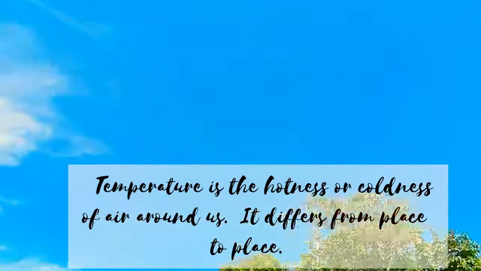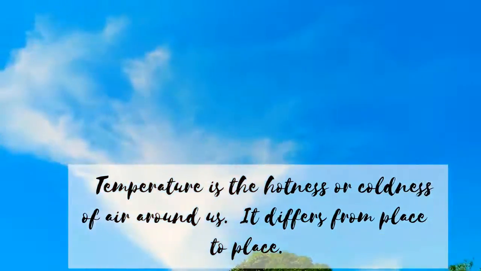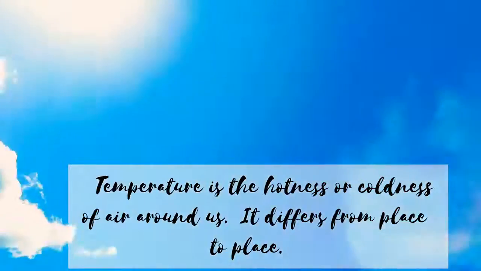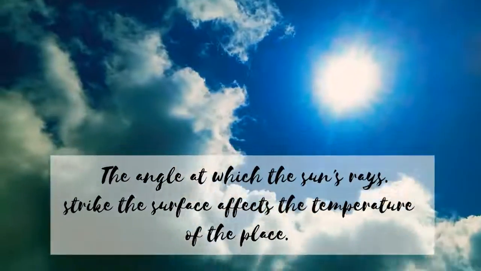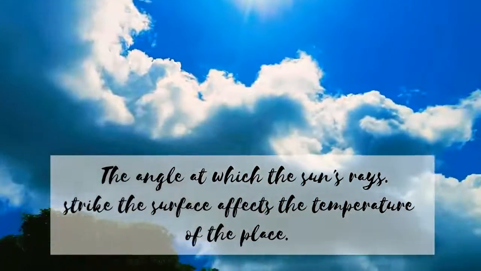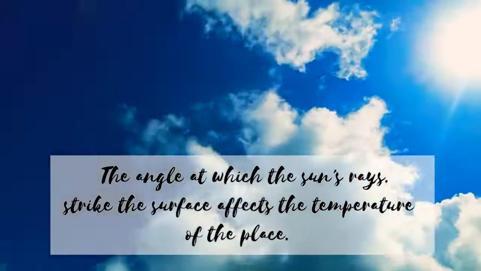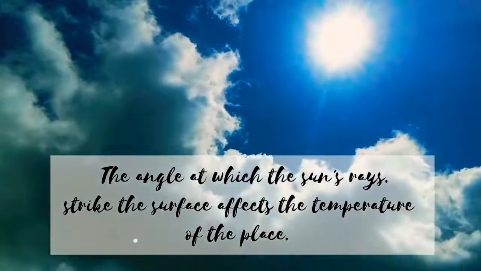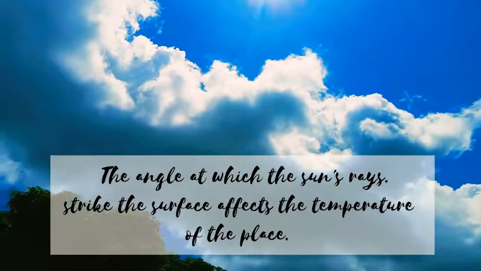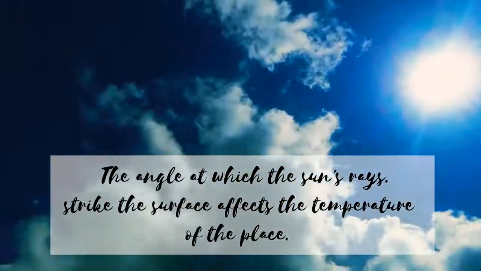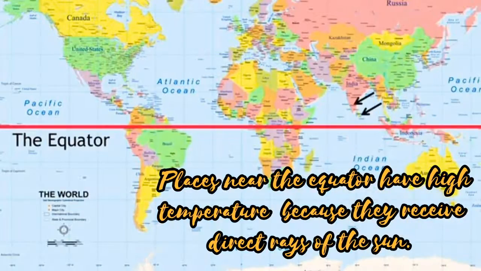Temperature is the hotness or coldness of air around us. It differs from place to place. The angle at which the sun's rays strike the surface affects the temperature of a place. Places near the equator have high temperature because they receive direct rays of the sun.